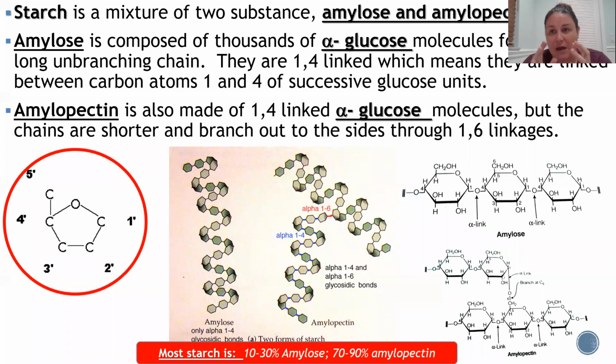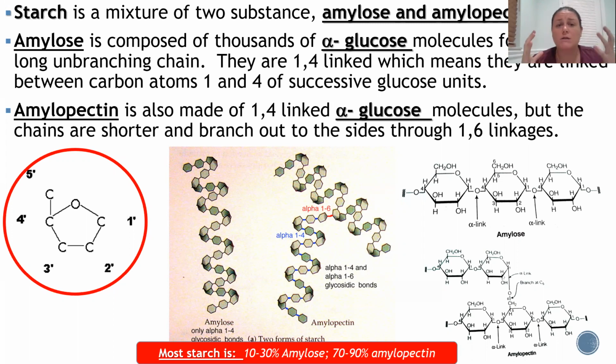Now, starch itself is actually a mixture of two substances called amylose and amylopectin. And they're made out of alpha glucose molecules. Remember alpha glucose from our lesson yesterday? Alpha glucose means that the hydroxyl is pointing which way? Is it pointing up or is it pointing down? Alpha is thumbs down. So alpha glucose molecules have the hydroxyl group below the plane of the ring.